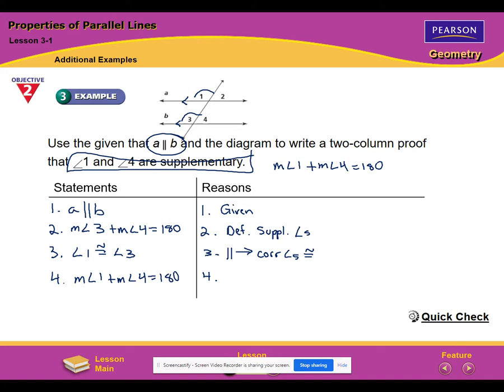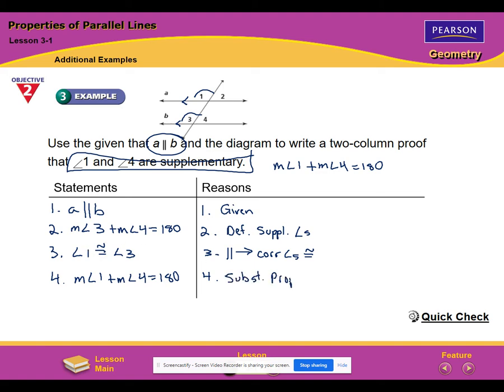Why? Well, the reason is substitution. If you know that 1 and 3 are congruent, then you can replace 3 up here with 1. It's substitution. Again, angle 1 and angle 3 are congruent. Here you have angle 3. I can replace it with angle 1 because I know they're congruent. That's a substitution.